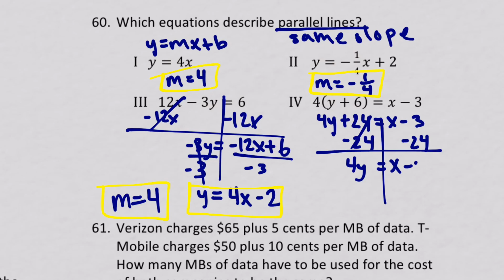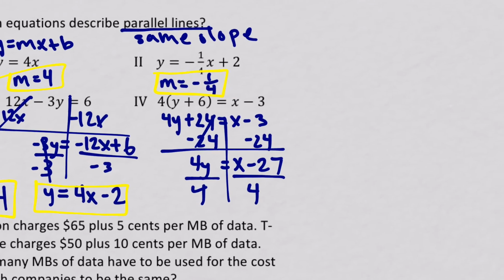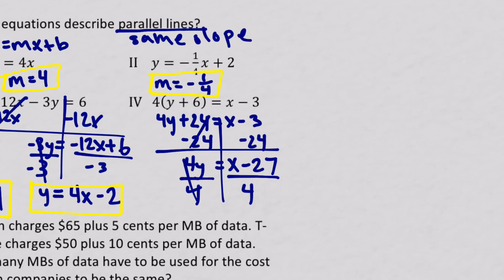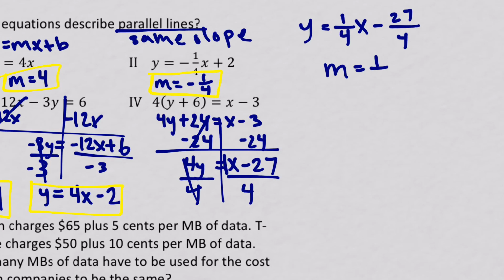Think about this carefully. That's negative 27. And then divide by 4. When we divide by 4, on the left side we're going to cancel the 4's, right? So y is equal to x minus 27. Now think of the x as 1x. I'm going to write it here just so you guys can see it. There's a 1x right there. So what I actually get is 1 over 4 x minus 27 over 4, right? I'm dividing by 4 on both of them. And therefore the slope is 1 over 4.